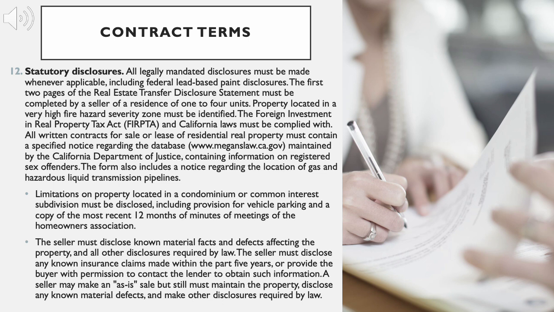The seller must disclose known material facts and defects affecting the property and all other disclosures required by law. The seller must disclose any known insurance claims made within the past 5 years or provide the buyer with permission to contact the lender to obtain such information. A seller may make an as-is sale but still must maintain the property, disclose any known material defects, and make other disclosures required by law.